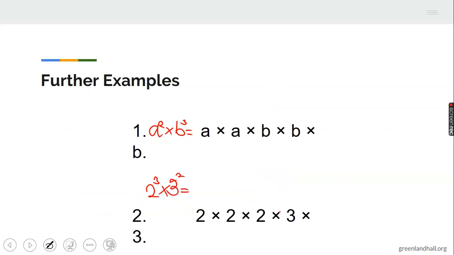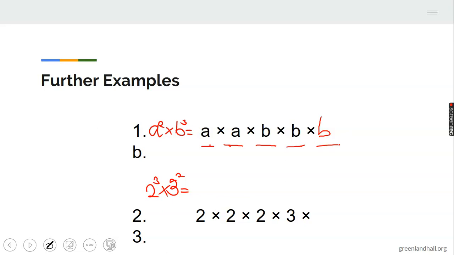Look at this other one. What if somebody asks you a raised to power 2 times b raised to power 3? What is the answer? It's as simple as that. A 2 times, so I write a times a. Then b raised to power 3. That's b 3 times, and that is times b times b times b. That's a raised to power 2 times b raised to power 3.